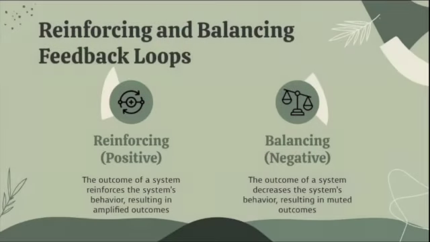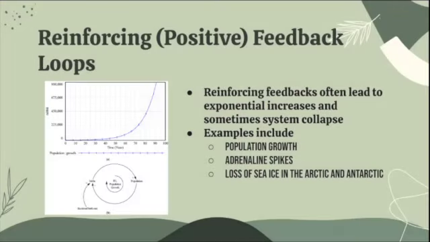There are two main kinds of feedback: reinforcing or positive feedback, whereby the outcome of a system reinforces the system's behavior, often resulting in amplified outcomes. And the second type is balancing or negative feedbacks, whereby the outcome of a system decreases the system's behavior, resulting in muted outcomes. Reinforcing feedbacks often lead to exponential increases in systems and often are followed by system collapses.